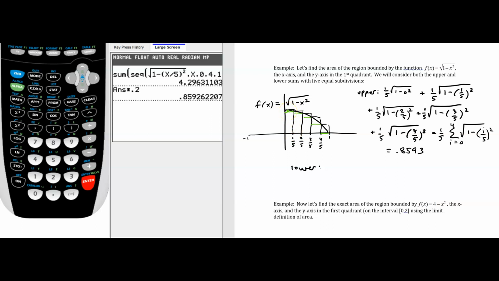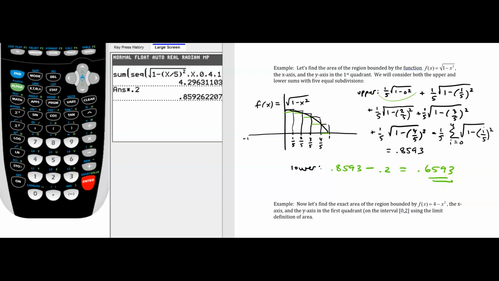And so the lower sum, if you go through the same process that I just went through with the upper sum, is going to be all of this stuff, but it's not going to have that very first term that we had from before. So our lower sum is actually going to be 0.8593 minus that very first rectangle, which is one that I can evaluate in my head because the square root of 1 is 1 times 0.2, so you end up with an answer of 0.6593 for that lower sum.